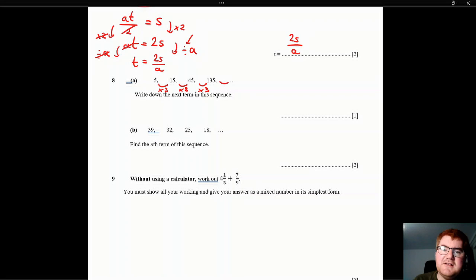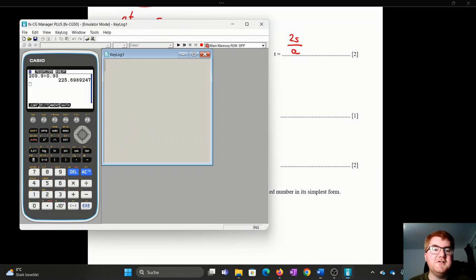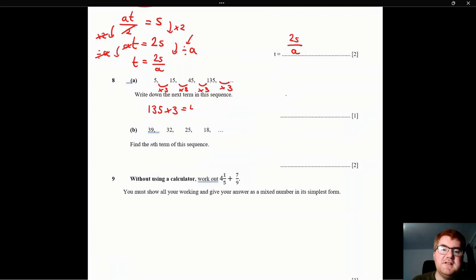So to work out the next term in the sequence, we need to work out 135 times 3. Now, in this exam, you have access to a calculator, so we can just literally type it in, 135 times 3. Again, we don't want to make a silly mistake. That gives us then 405 for our 1 mark.